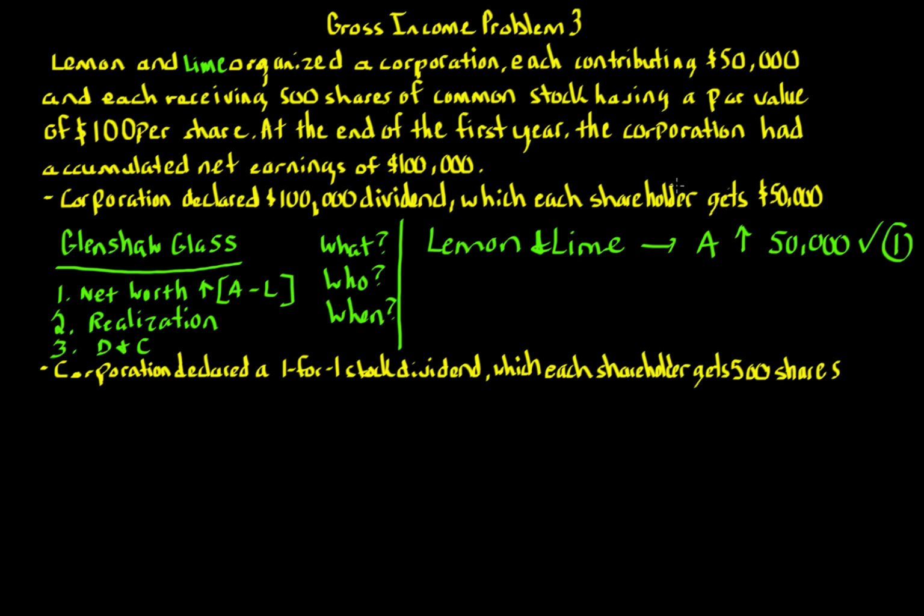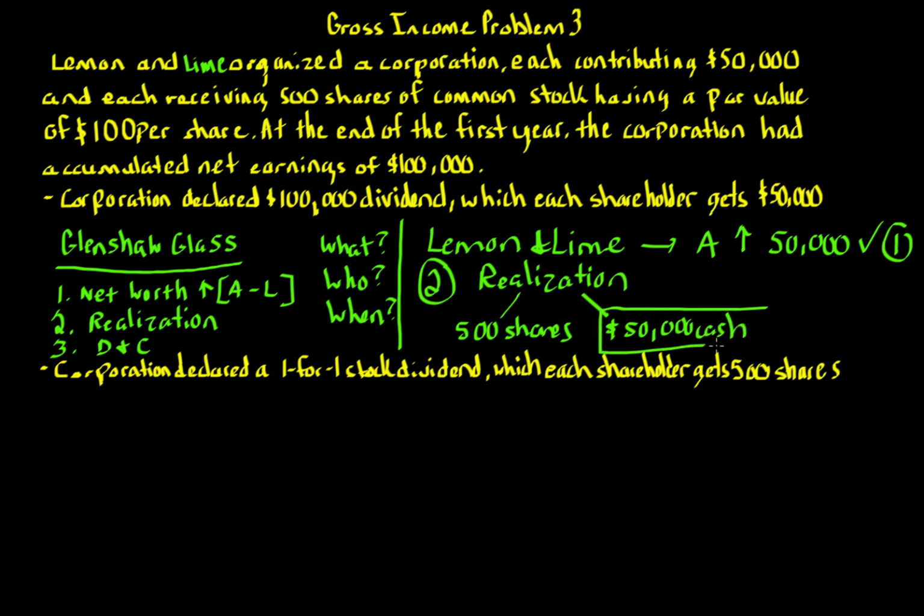But here, there's $50,000 of cash. So when you're looking at number 2, realization, the way I look at it is that for each shareholder, you can separate out the 500 shares of stock, which they had before and which they still have after, plus they have $50,000 of cash. So this is now severable because it's been severed. There's been this severance, this line. It's separate from the 500 shares which were initially in the business. So realization is met as well.